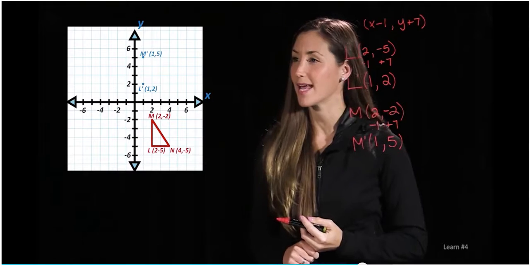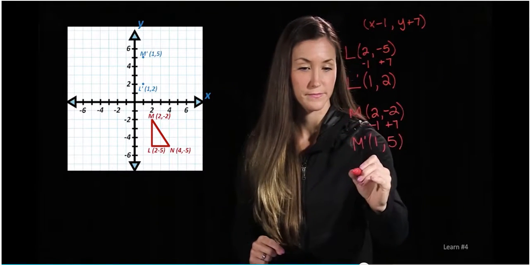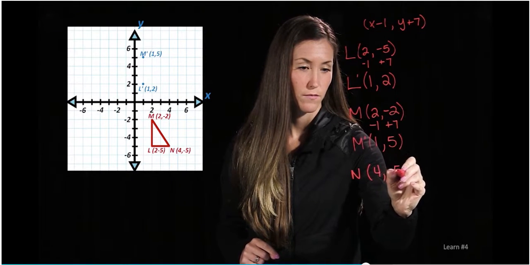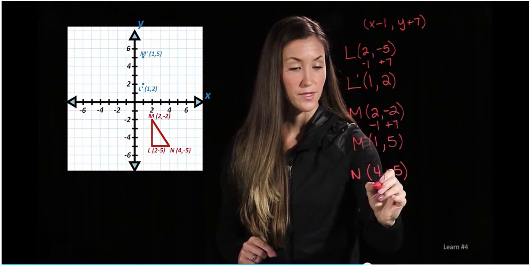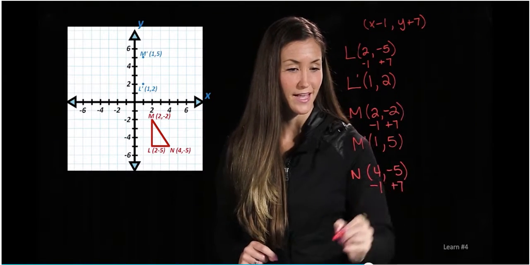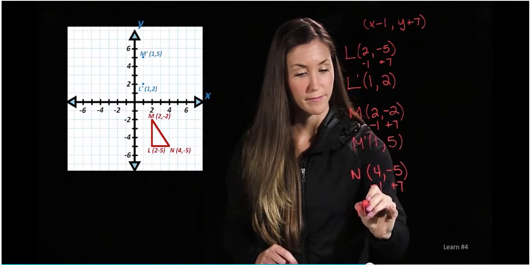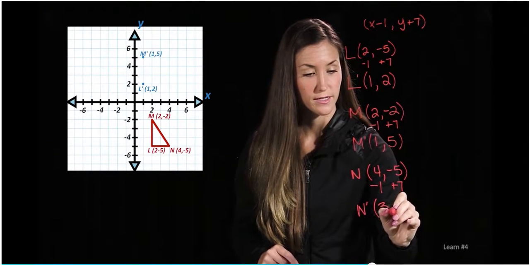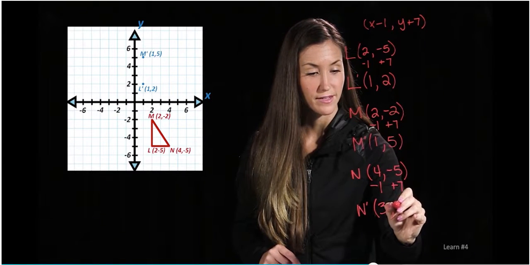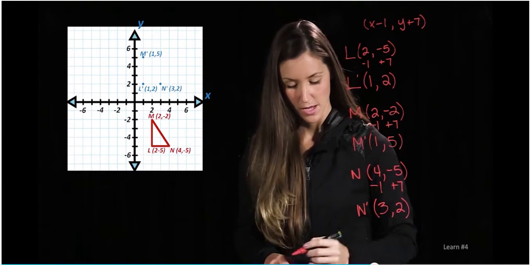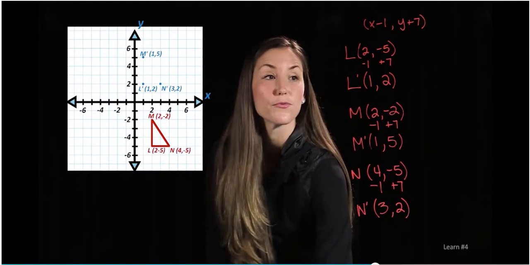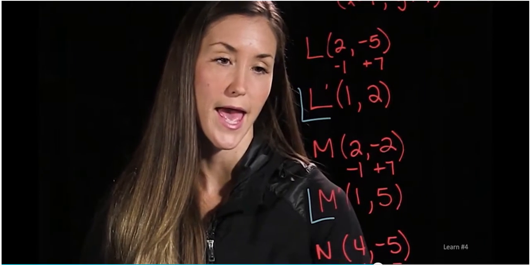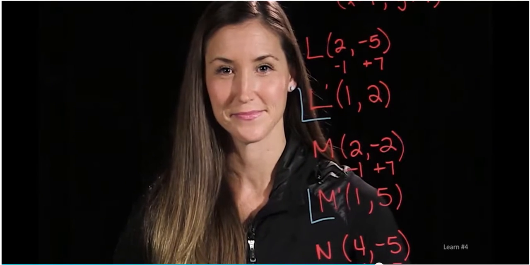And my last point, point N, is 4, negative 5 in my pre-image. 4, negative 5, and I move left 1 and up 7. So now my N prime in my image is 4 minus 1 is 3, and negative 5 plus 7 is positive 2. So here you have your 3 points to your new triangle, L prime, M prime, N prime.